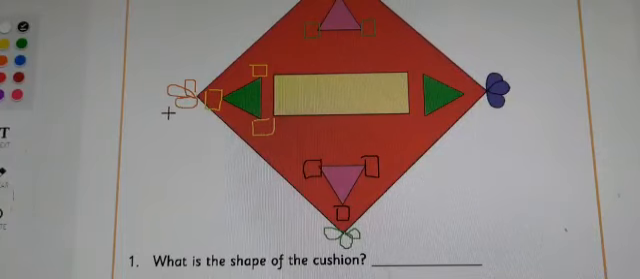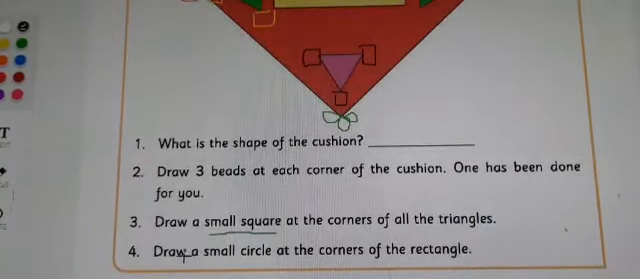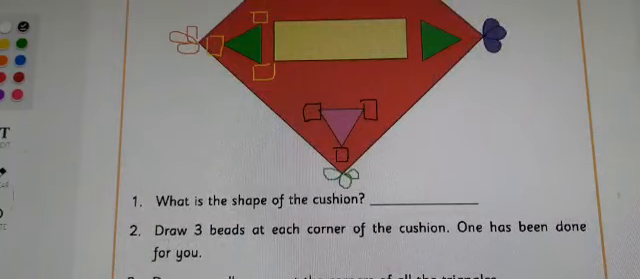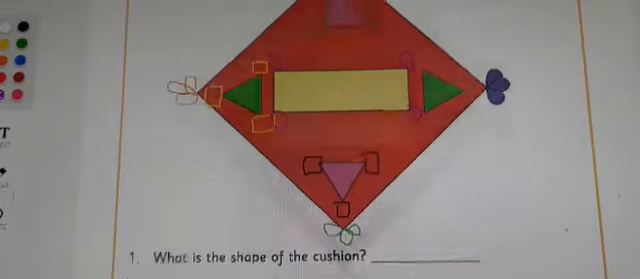Okay. Now the last question. Draw a small circle at the corners of the rectangle. You have to draw a small circle. I am going to choose violet color. This is the corner, so a small circle. See here? Am I correct, children? Okay, we have completed all the instructions here.